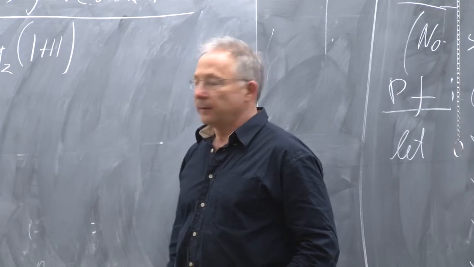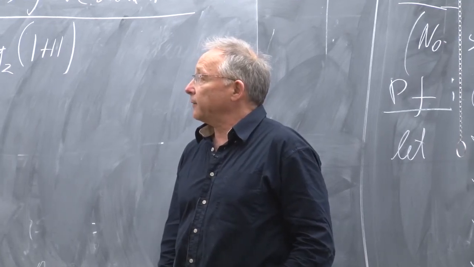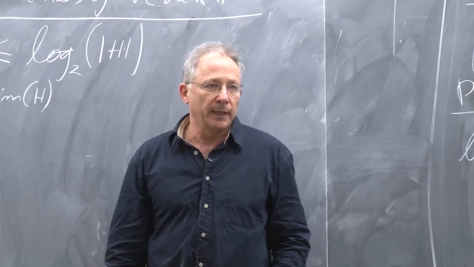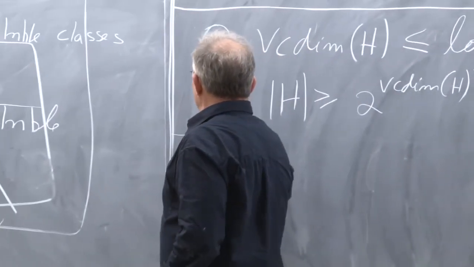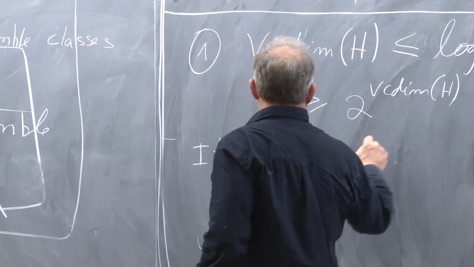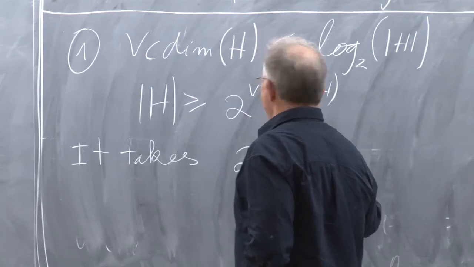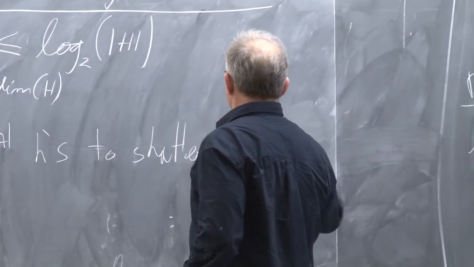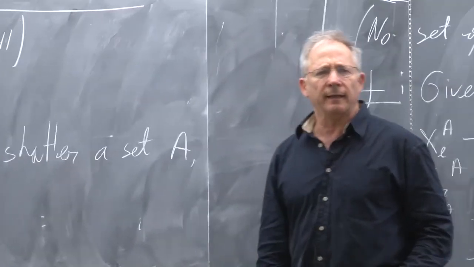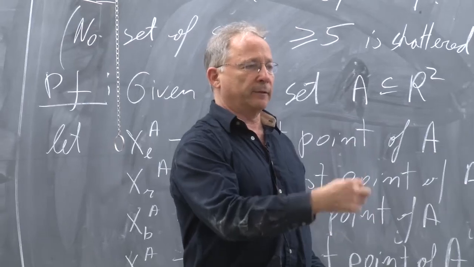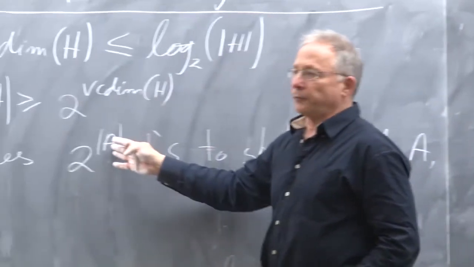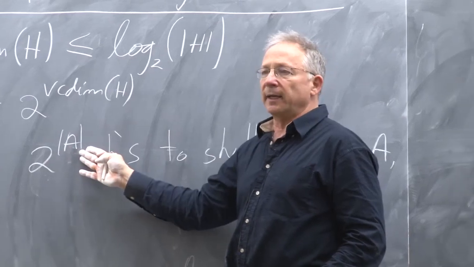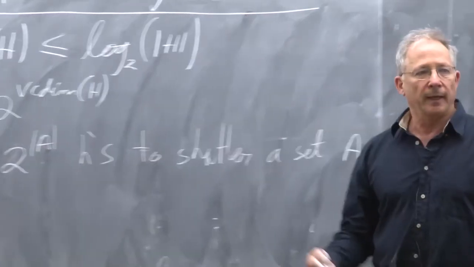Yes? For infinite H, if H is infinite, then this condition says nothing. It always holds. And why? Because it takes 2 to the size of A H's to shatter a set A. Because in order to shatter a set A, I have to cut every possible subset. And there are 2 to the size of A many subsets. Every subset will take another element to cut it. So I have exponentially many subsets, so I need exponentially many elements to cut it.